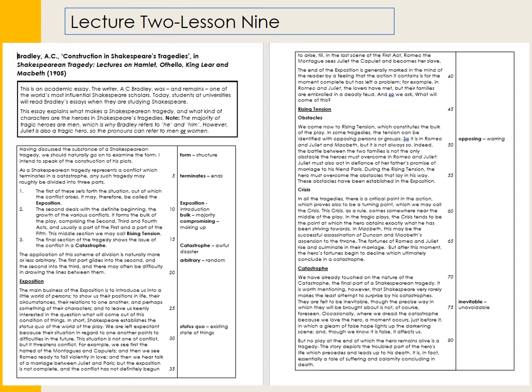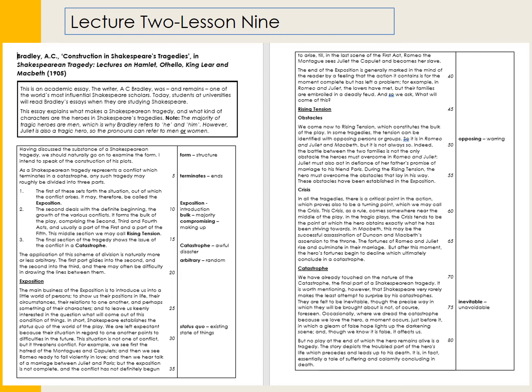The end of the exposition is generally marked in the mind of the reader by a feeling that the action it contains is for the moment complete, but has left a problem. For example, in Romeo and Juliet, the lovers have met, but their families are embroiled in a deadly feud. And so we ask, what will come of this? So this essay is quite helpful, really, because there's quite a lot of information in here that can help you draw links to Romeo and Juliet, particularly in relation to the exposition.